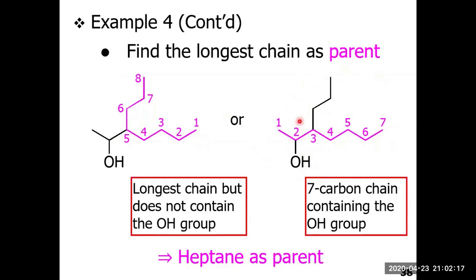So we choose this one, 7 carbons as the parent, that is heptane. Again, we will change this by dropping the E and appending OL, so it becomes heptanol. Well, we'll do that one later.